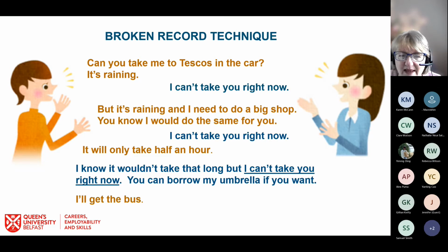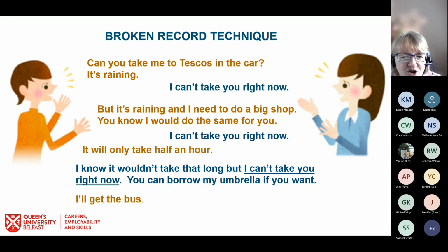So, a simple example there on the slide. Can you take me to Tesco's in the car? It's raining. I can't take you right now. But it's raining and I need to do a big shop. You know I would do the same for you. I can't take you right now. It will only take half an hour. And so you might give them a little bit more here. I know it wouldn't take that long, but I can't take you right now. You can borrow my umbrella if you want. I'll get the bus.